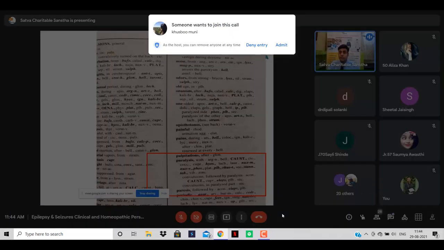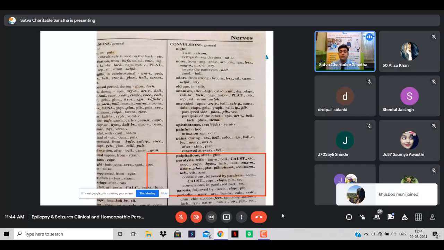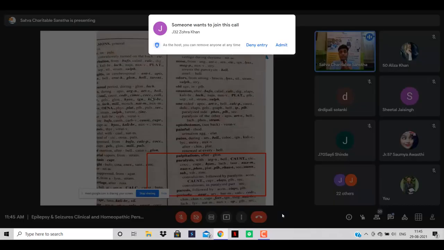here there is convulsion with paralysis. If you see this rubric which is given in Murphy's repertory in the chapter of nerves, there is convulsion with paralysis, and in that particular category we have a 5 marks remedy, causticum. And if you read convulsions followed by paralysis, causticum and alumina, these are 2 remedies which are there. So that means if a patient comes with a post-convulsion paralysis, also known as Todd's paralysis, then causticum and alumina are the drugs of choice.